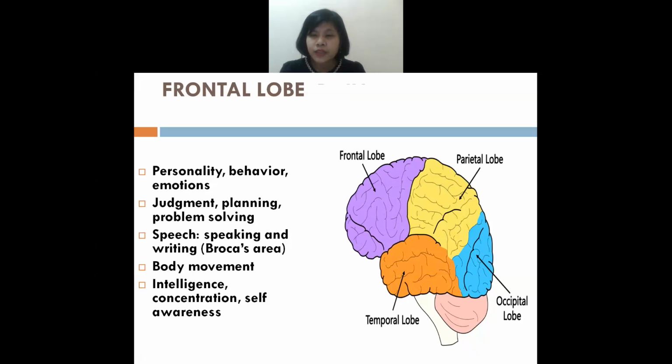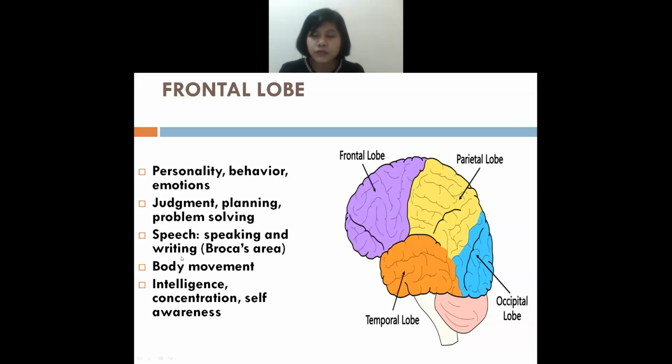Next is emotions. You can also control your emotions with the help of the frontal lobe. Next is judgment, whether the things which you do are right or wrong, correct or incorrect. So the frontal lobe is responsible even for the judging part. Next is planning. If you plan something, maybe for tomorrow or the future, the frontal lobe will help you in performing all those things. And next is problem solving. Whatever problem you have, you'll be able to solve it with the help of the frontal lobe.